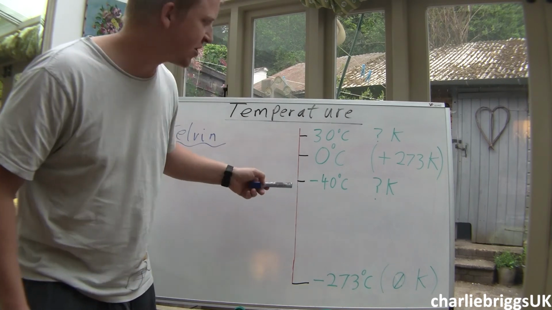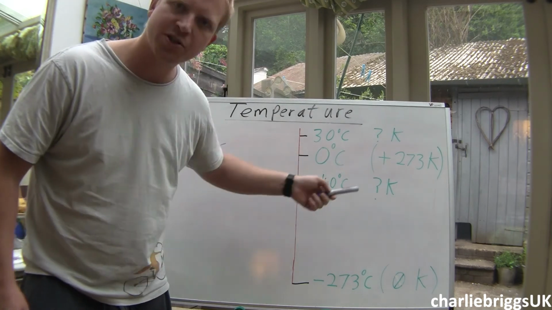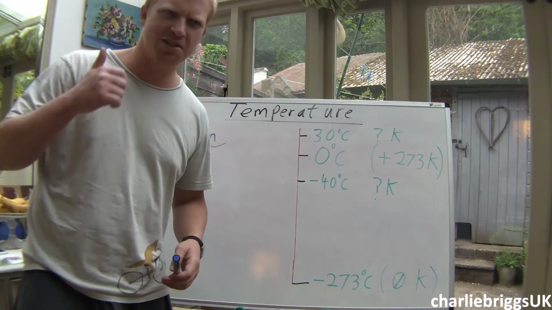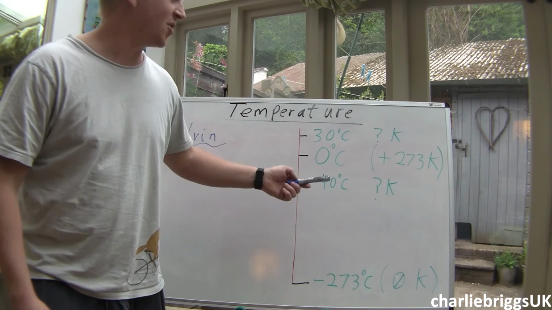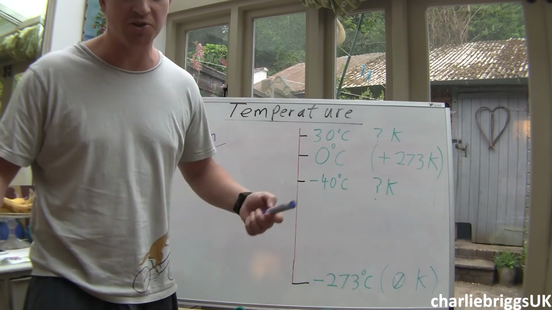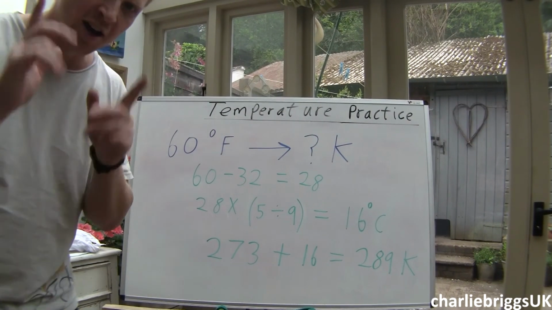Yeah, you must subtract 40 from 273. 6, 5, 4, 3. Yeah, so you get 233 Kelvin. All right, are you ready?